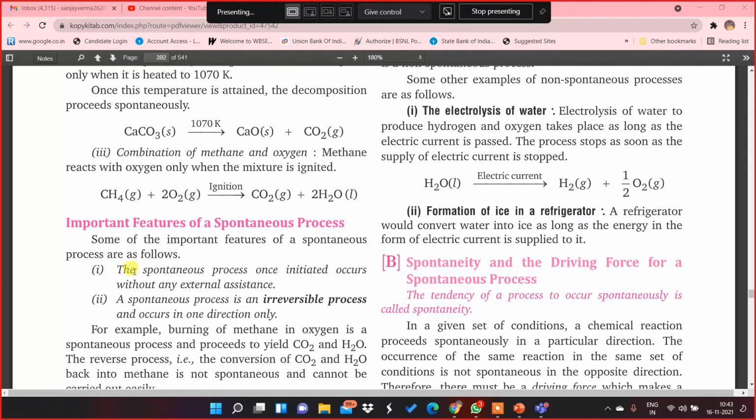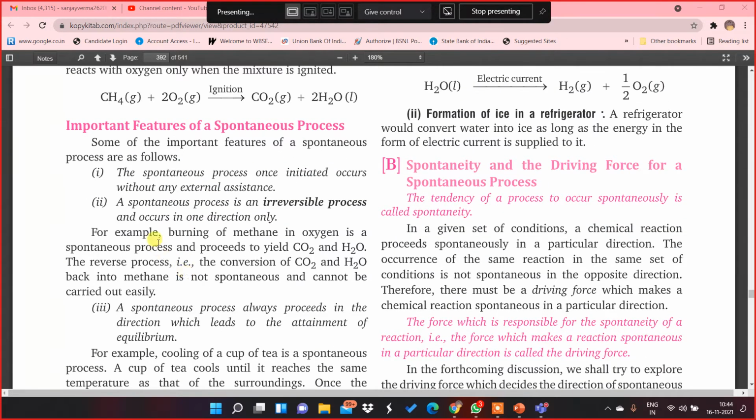Then some features of a spontaneous process. Number 1, a spontaneous process, once initiated, occurs without any external assistance. Number 2, a spontaneous process is an irreversible process and occurs in one direction only. So these are the two important features. Number 3, a spontaneous process always proceeds in the direction which leads to the attainment of equilibrium.